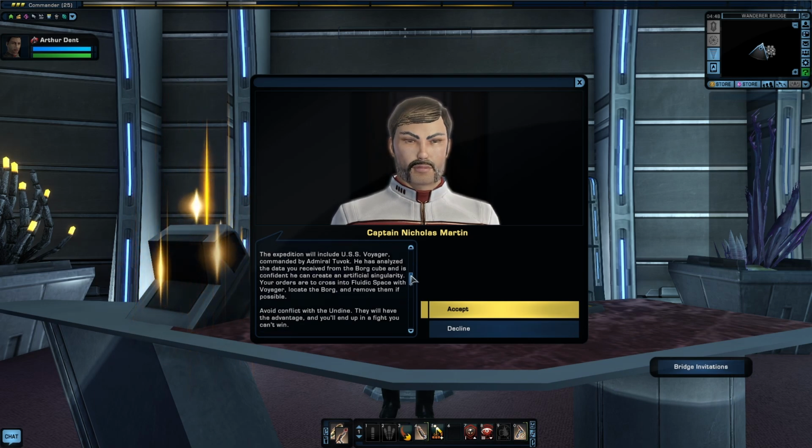The expedition will include the USS Voyager, commanded by Admiral Tuvok.